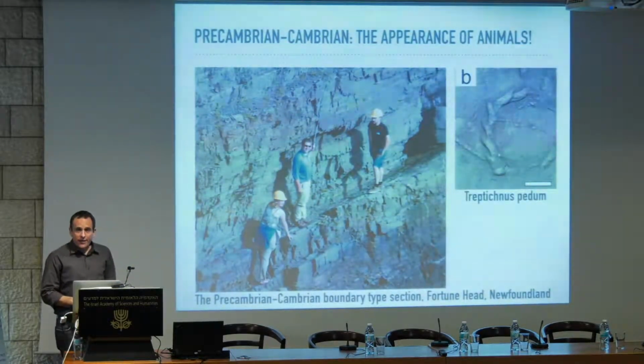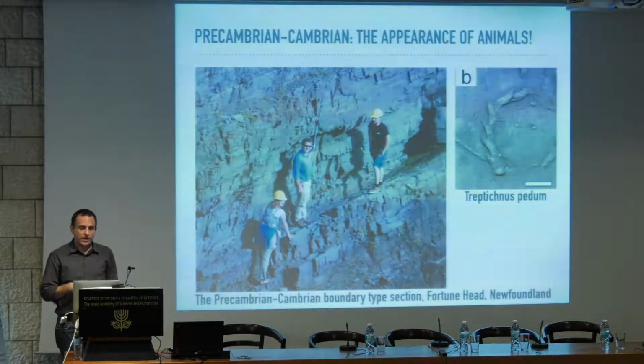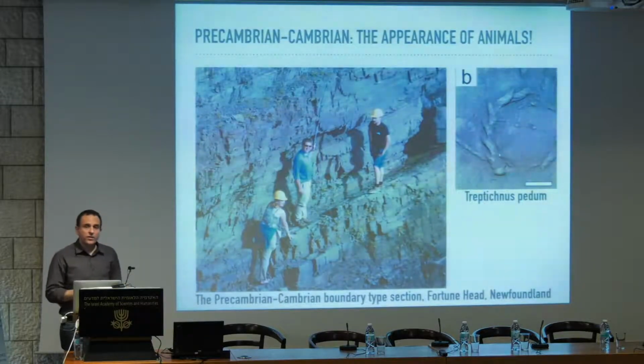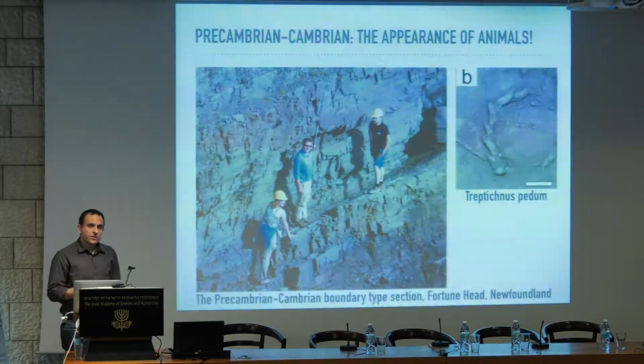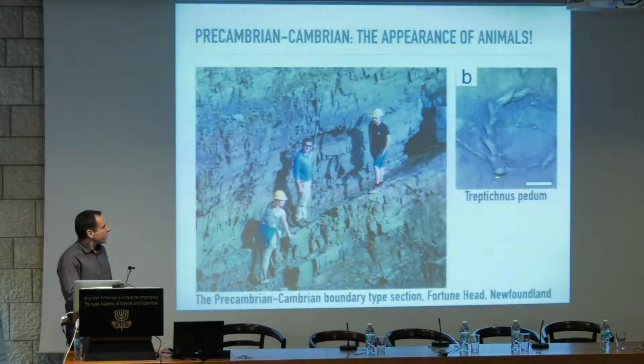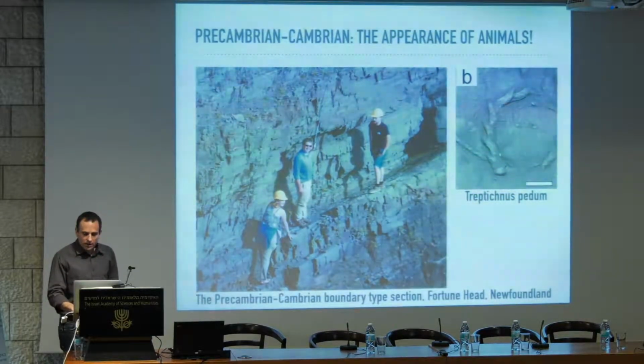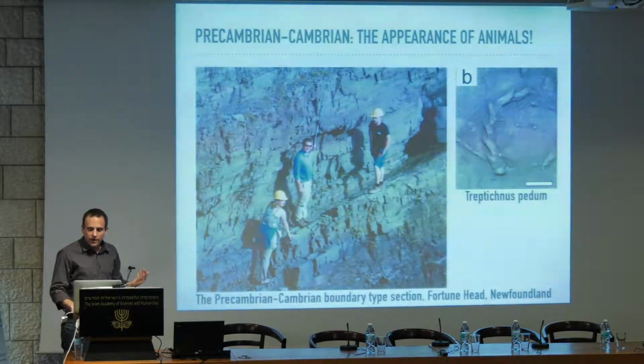This transition is in fact defined by the appearance of this trace fossil. This trace fossil is basically a burrow. This is a hole in the mud that a worm dug that was then infilled with material that was different, and so it was fossilized, or lithified, turned into stone, into rock, quite differently. So, not very spectacular, right?